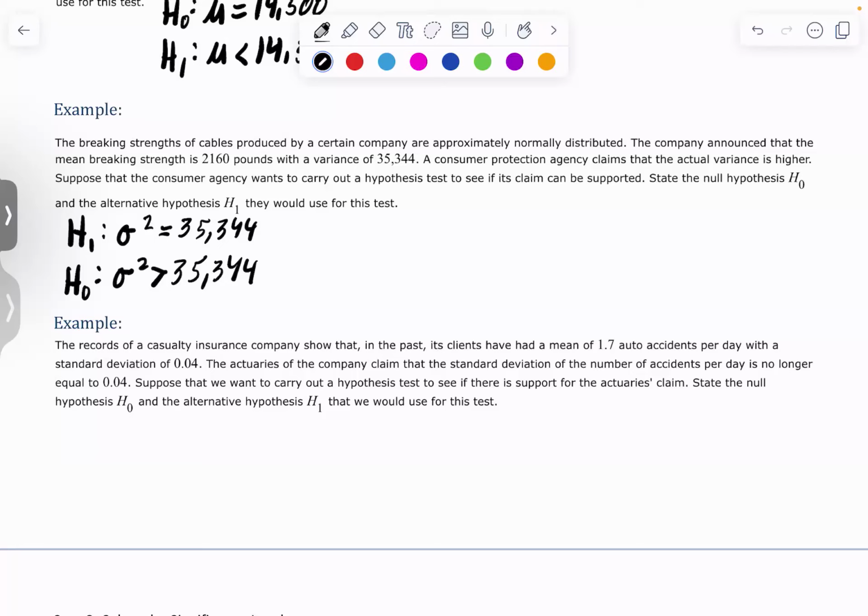All right. The records of a casualty insurance company show that in the past, its clients have had a mean of 1.7 auto accidents per day with a standard deviation of 0.04. The actuaries of the company claim that the standard deviation of the number of accidents per day is no longer equal to that. So here we go. We are testing the standard deviation in this case. The alternative doesn't say more or less, it just says they don't think that it's that anymore. There it is.